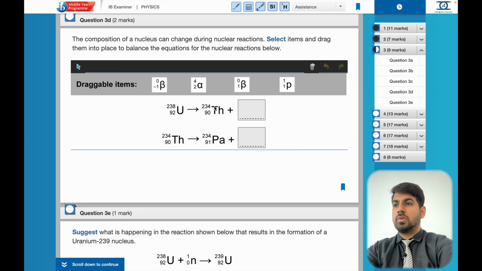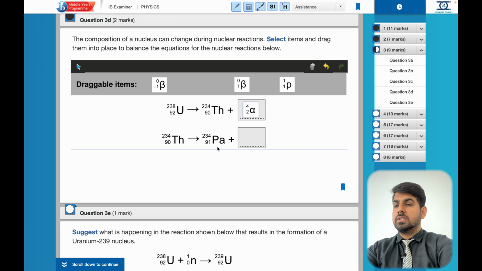So it is 234 here. So here 4 should be there. So alpha particle will be there. So uranium is converting into thorium plus emission of alpha particles. So you can now see it is conserved. 92 is equal to 90 plus 2, 238 is equal to 234 plus 4.